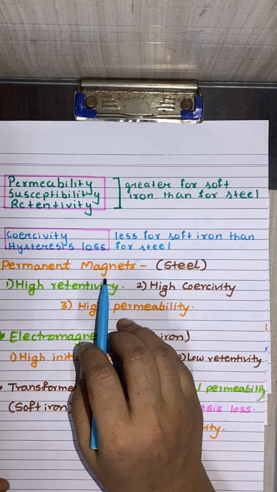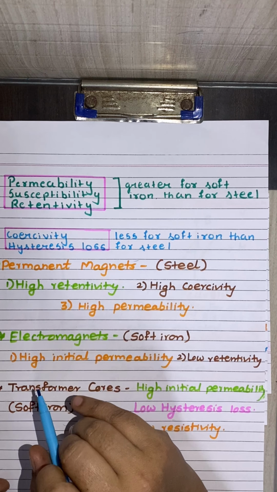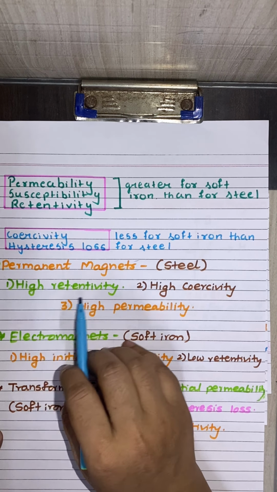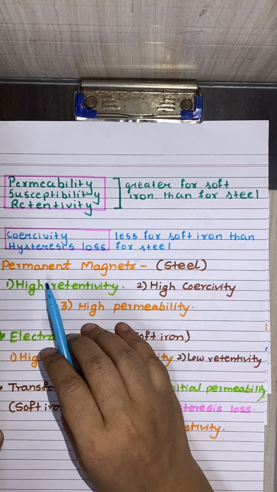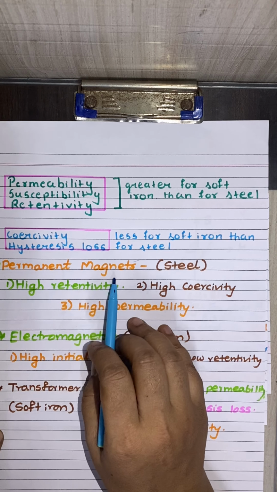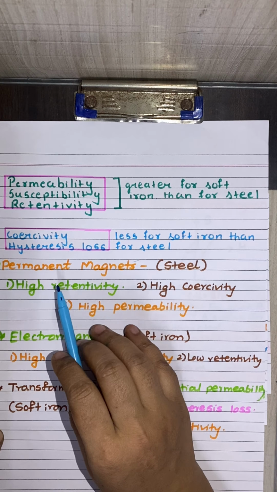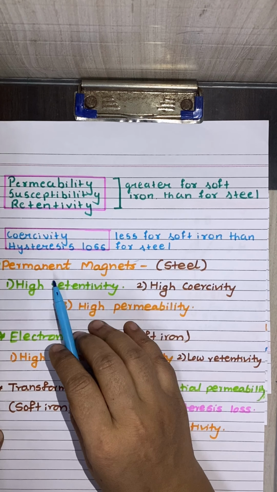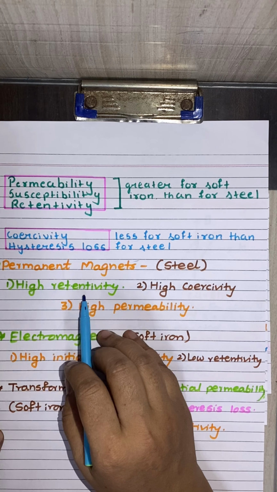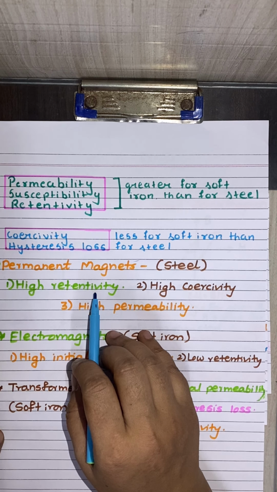The material used for making permanent magnets must have certain properties or characteristics. First of all, it must have high retentivity. If we are making a permanent magnet, it should be used for a long lasting purpose, so the magnetic induction in that magnet should remain for a long time. It must have high retentivity so that it produces a strong magnetic field.